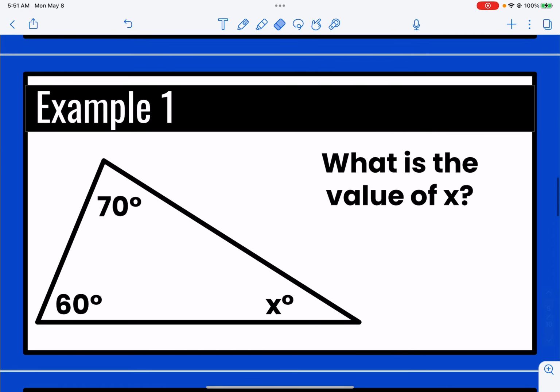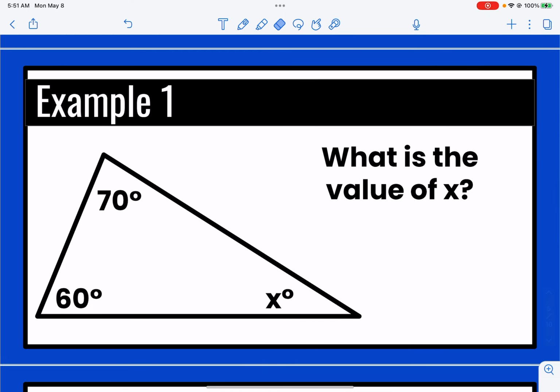So let's jump right in and do an example. As always, if you would like to pause the video, try the problem on your own, and then come back to the video to see if you have it correct, that's always a great strategy. So one of the reasons I like to do the Triangle Sum Theorem is because we can combine geometry with what we have worked on this year with equations.